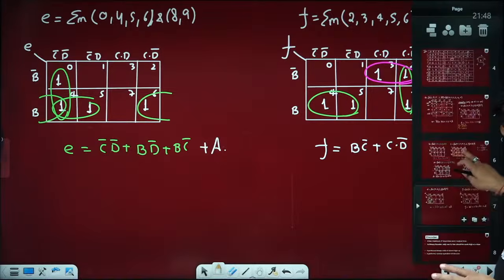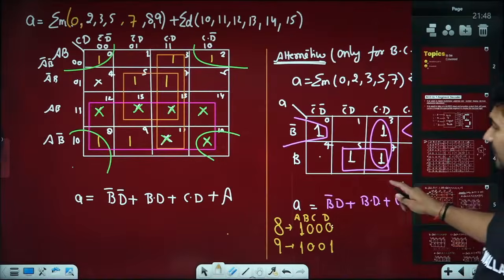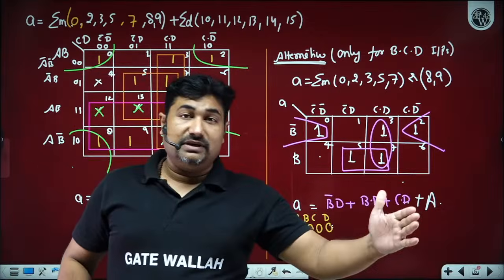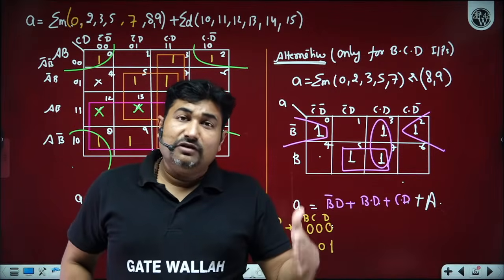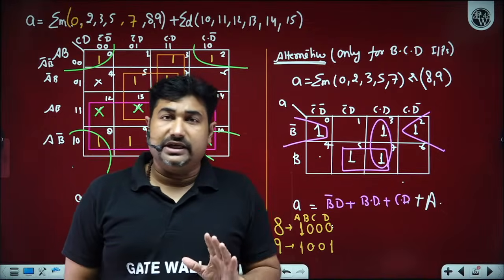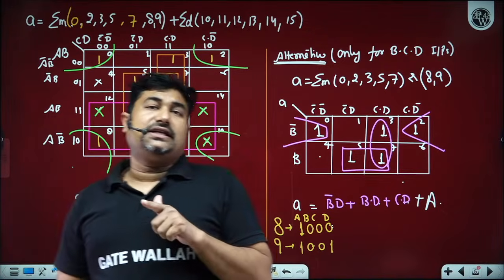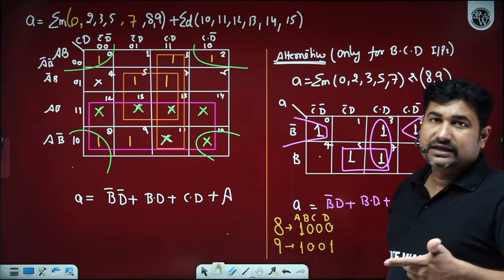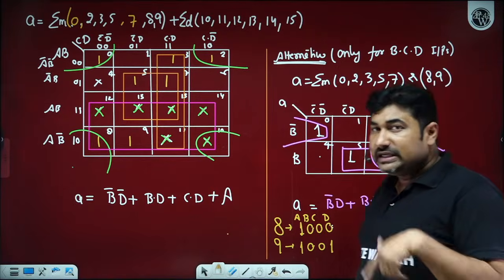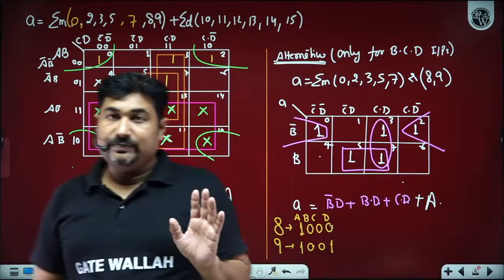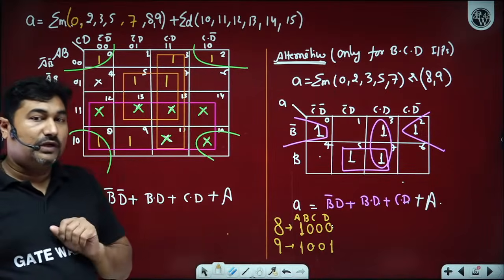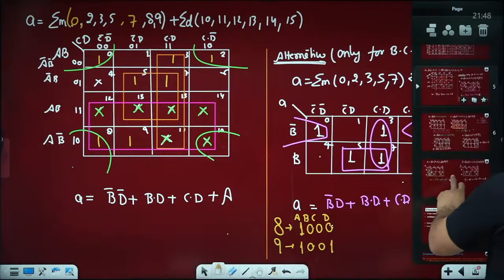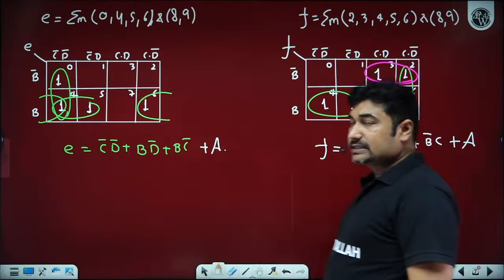BCD. This shortcut method is only true for BCD, the binary coded decimal. Why? Because in binary coded decimal, from 10 to 15 we have don't care. So we just need to check 8 and 9, and that will tell us whether that octet is needed or not. And that octet is only needed when 8 and 9 both are high. Is it okay? How many of you now are able to understand up to this part?